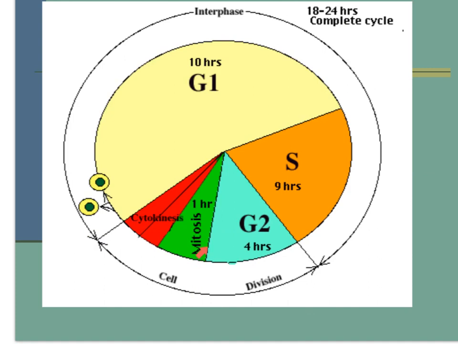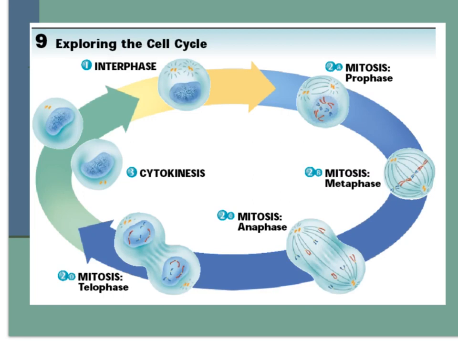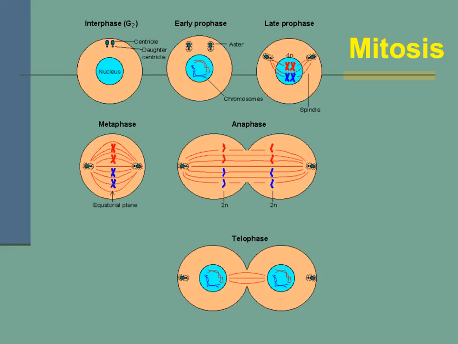Now, the actual cell division itself lasts about 1 hour in a 24-hour period and would be right here represented in green, with cytokinesis being represented right here in the red. As we look at the stages of mitosis, we can learn the stages in order by learning the word IPMAT. IPMAT stands for interphase, prophase, metaphase, anaphase, and telophase.